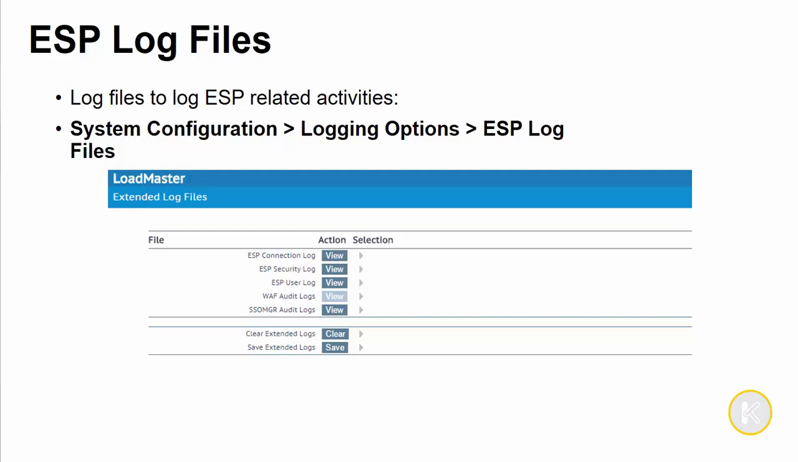Extended logs are available around Edge Security Pack related activities, such as user authentication or security logs. When using the Web Application Firewall, audit logs can be found here as well. These logs are vital when determining why traffic is not being passed through the LoadMaster due to security settings or rules.